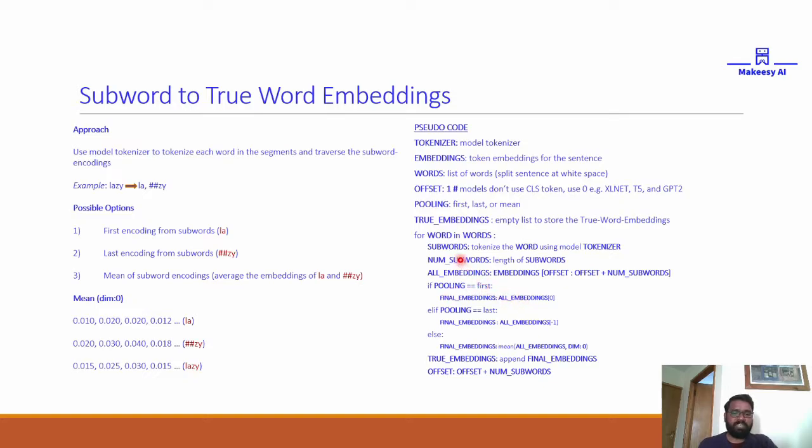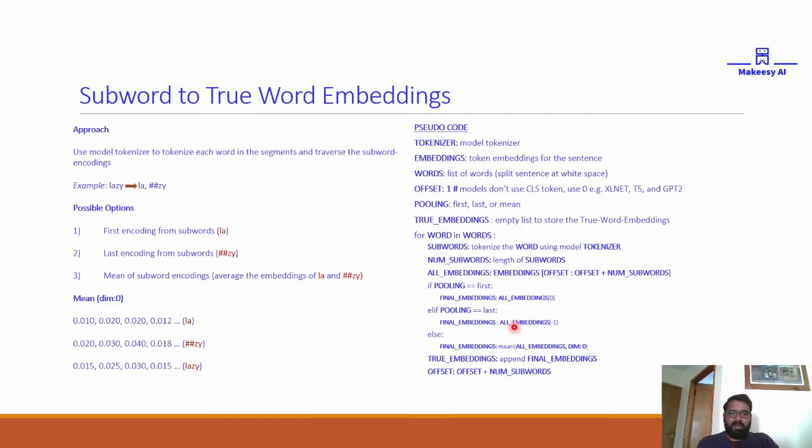If you have specified pooling equal to first, it will simply get the 0th one from all the embeddings, and if it is last, it will simply take the last one, -1, and if it is mean, then it will run a mean on dimension 0 and get the final embedding, and then you simply append it into true embeddings. Okay, and next you update the offset: offset is equal to offset plus num tokens, so the number of subwords. This way you are generating true word embeddings.